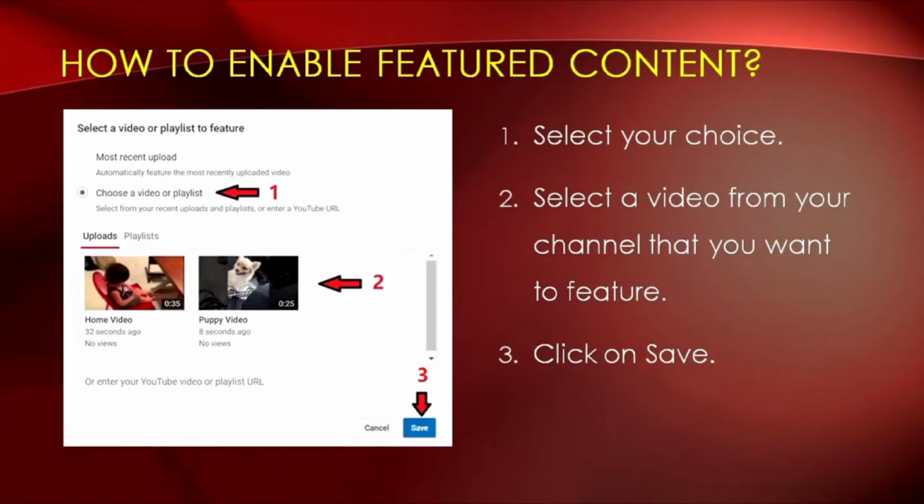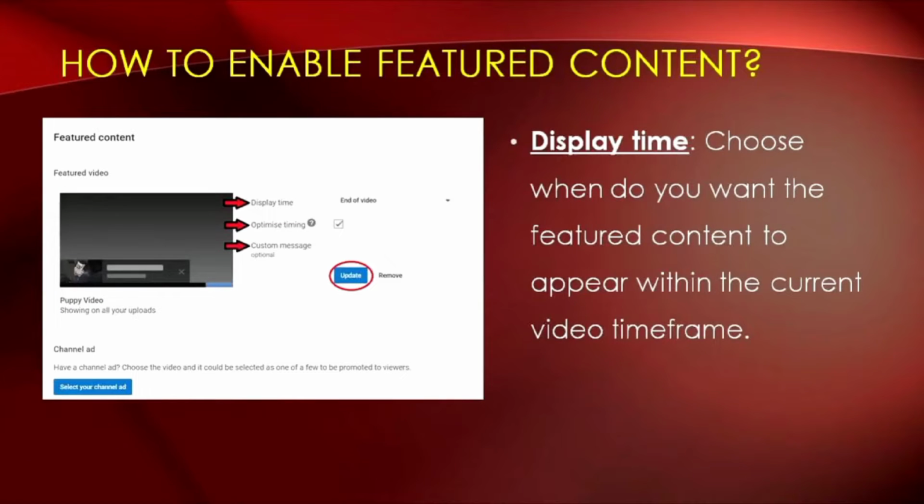So let's just say you choose to feature a video or playlist. You have to select an existing video from your channel that you want to feature. Then click on the Save button on the bottom right. You will then be looking at this customization of your selected featured content. There are three things you would need to customize.